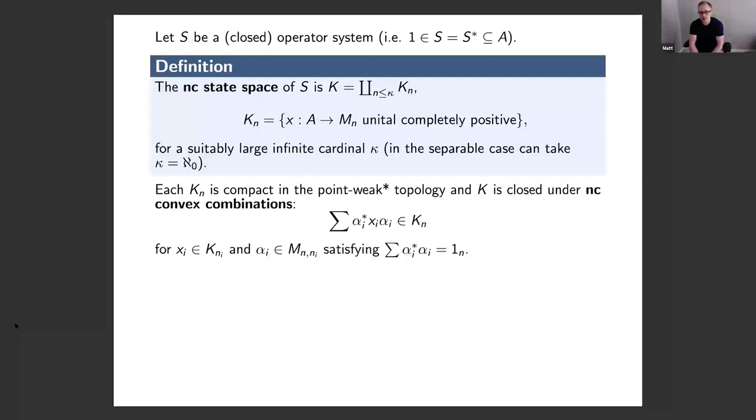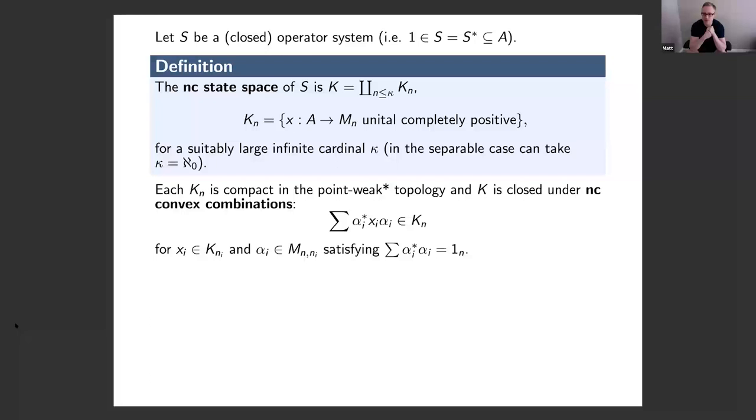These K_n's are related by the fact that, first of all, they're each compact in the natural topology, which is the point weak star topology. And they're related by the fact that the set K is closed under what we call NC convex combinations.